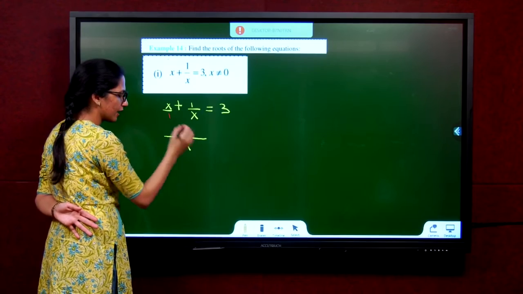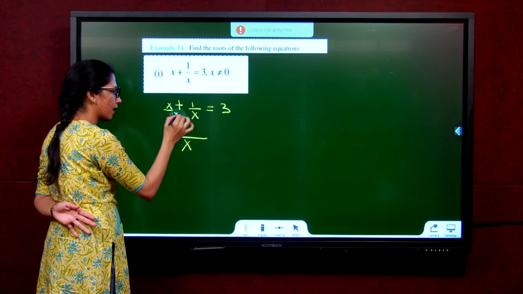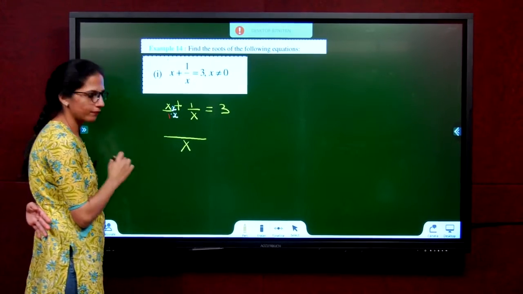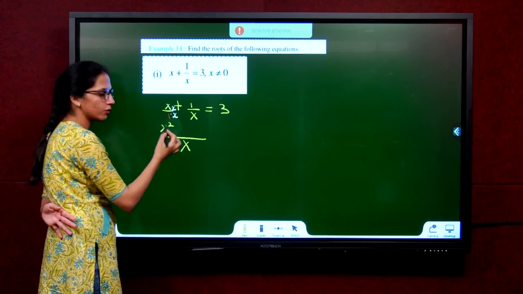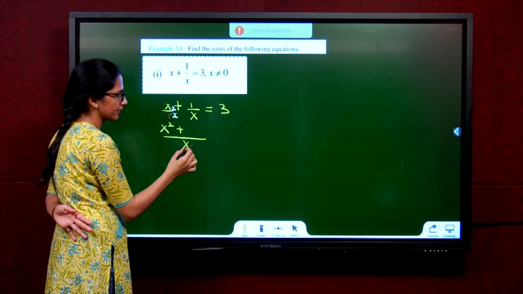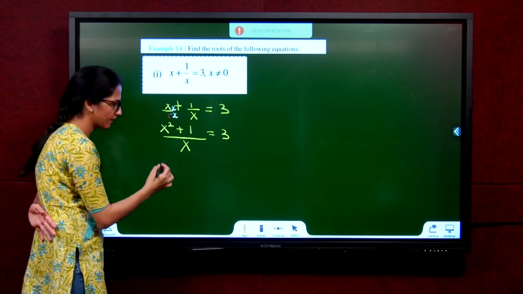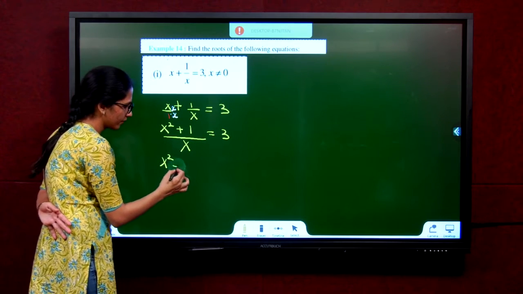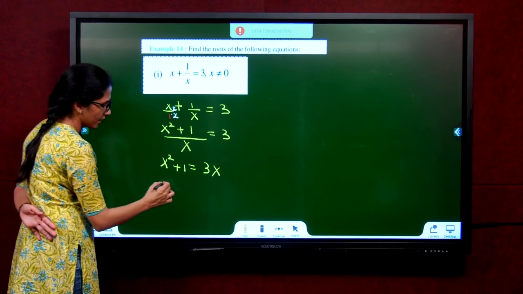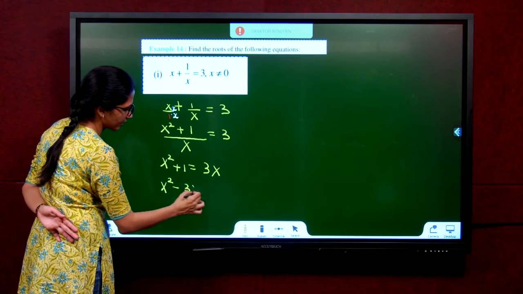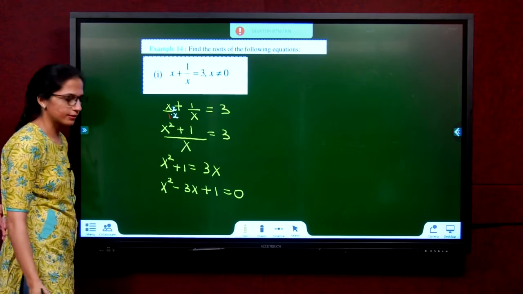So I want another x over here. So what do I do? Multiply up and down with x. So you get x into x, x square, plus 1, which is already there, is equal to 3x. x square plus 1 is equal to 3x. x square minus 3x plus 1 is equal to 0.